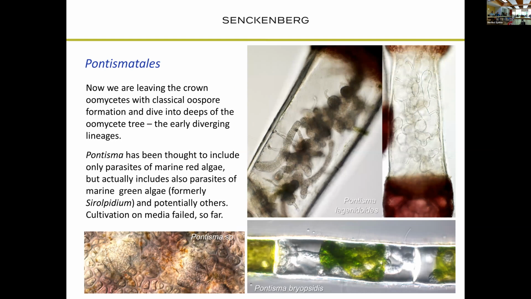Okay, then we are now leaving the crown group. Within the Oomycetes, about 95% of the species are actually described in the crown groups, which are the Peronosporales, Saprolegniales, and Leptomitales. And then there are many, many basal groups that are not really well known. One of these is the Olpidiopsidales. And Olpidiopsis, the genus, has been thought to include only parasites of red algae, but actually it also includes parasites of green algae that were formerly known as Petersenia. Also, this group cannot be cultured so far. It's also maybe noteworthy that many of the red algal parasites have been previously assigned to Oomycetes, but Oomycetes is something completely different. I will come to this later.